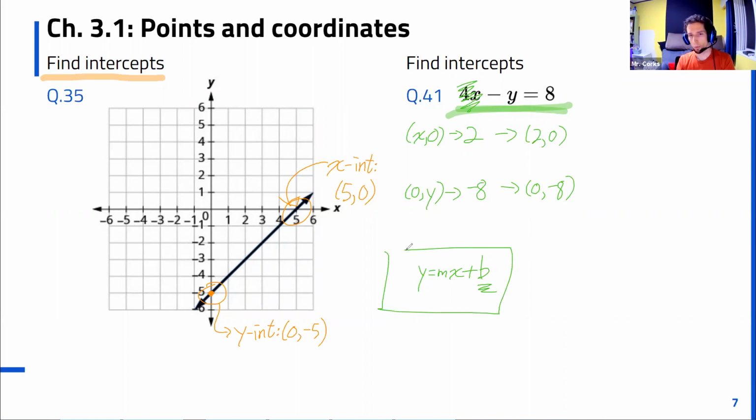All right, so the slope-intercept form gives us the y-intercept very nicely, but it doesn't give us the x-intercept. We could figure it out by substituting 0 in for the y, but it's not necessarily the easiest way of doing things. So this other method is very quick.